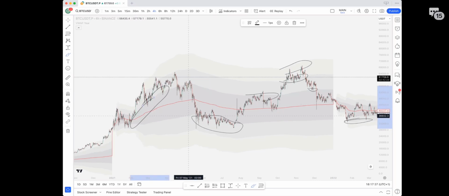So you can clearly see that this tends to be dynamic support. What I mean by dynamic support is that it's not one horizontal level, it moves with price. That's what I mean by dynamic support and resistance. It tends to act like that very, very well, especially on higher time frames.